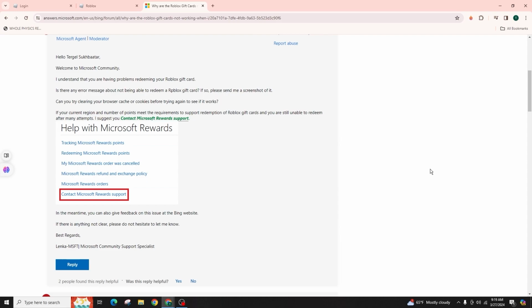and for updates on the current status of the Roblox service, you may refer to Twitter or any other platform. So these are the primary factors that could potentially be contributing to the issue at hand. And if you want help with the Microsoft Rewards, you can contact the Microsoft Rewards support and seek their assistance. So it is my sincere hope that this information proves beneficial in effectively resolving the matter at hand.